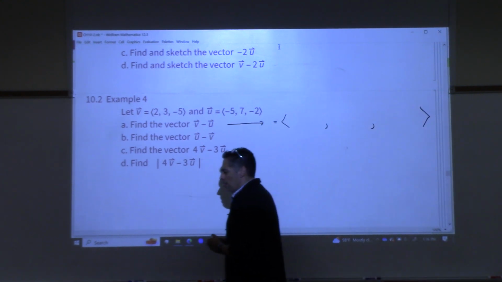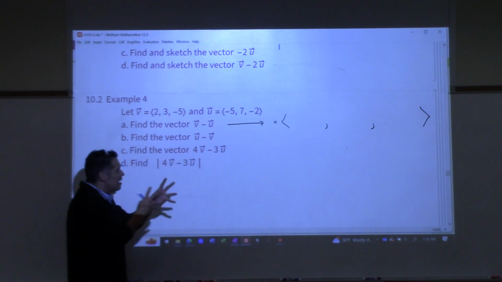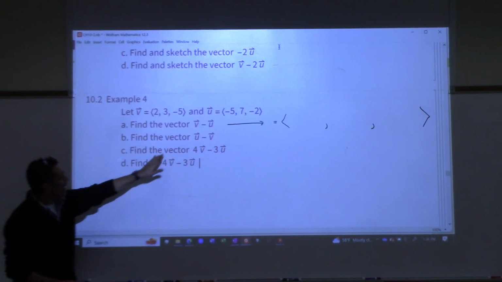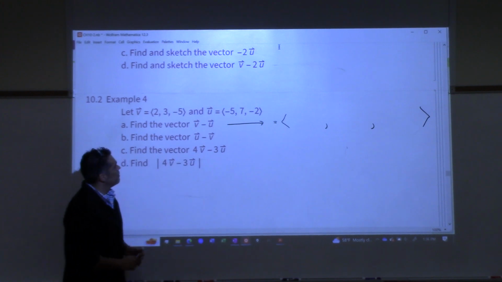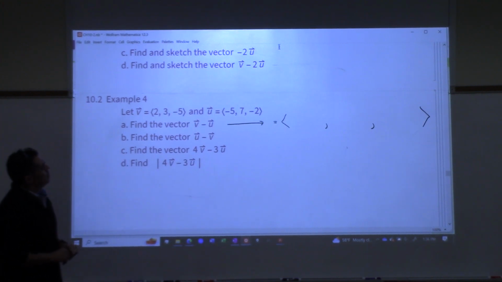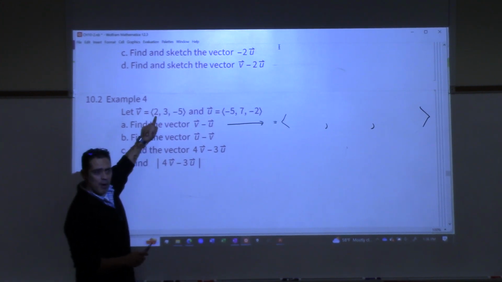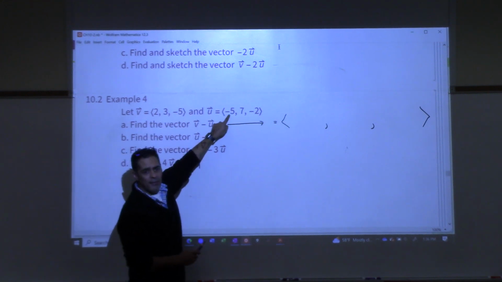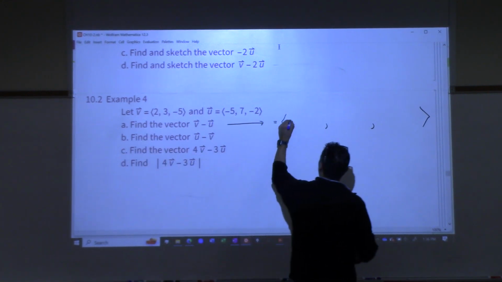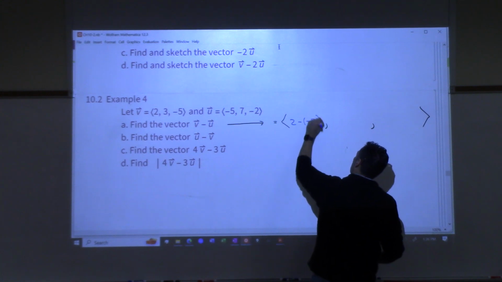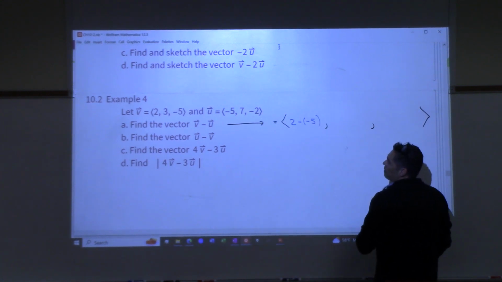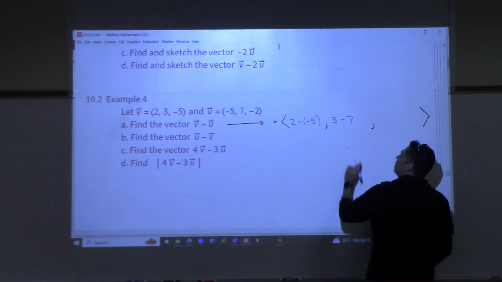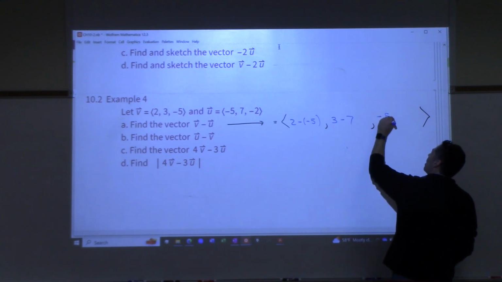My first component of that vector is what? What is the actual operation I'm going to do? If I'm subtracting, right? 2 minus u would be 2 minus negative 5. We're going to take the first component here, we're going to subtract negative 5. So 2 minus negative 5. And then the second component would be 3 take away 7. And then last one, negative 5, take away negative 2.